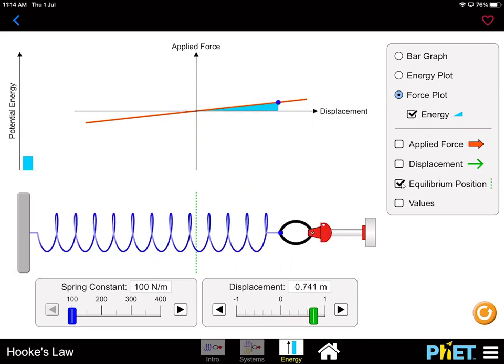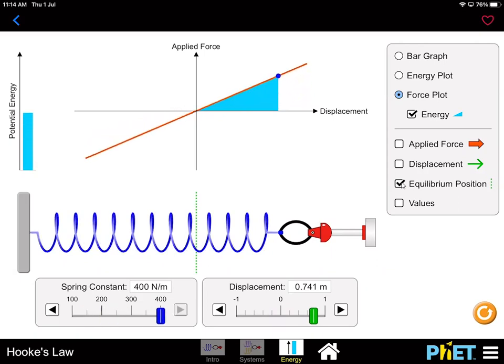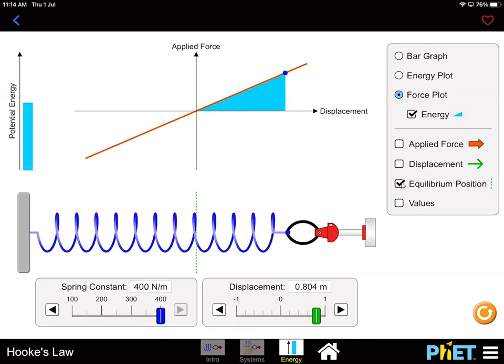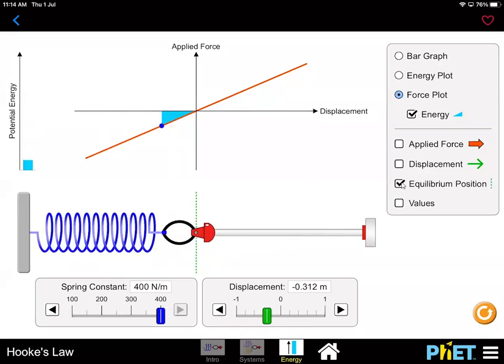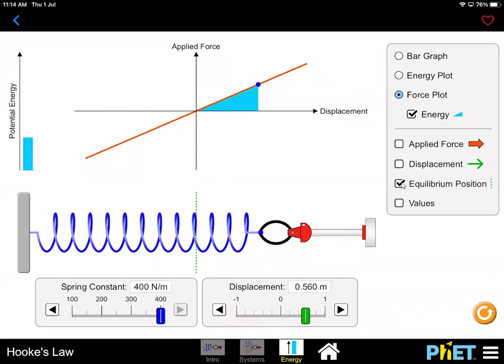And then in the bottom left-hand corner you have the spring constant. You can see what happens when I increase the spring constant. I increase the stiffness of the spring, and therefore I can store more energy inside the spring. Also, for the same amount of displacement, I get more energy stored.